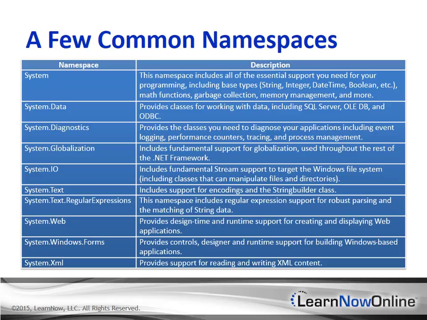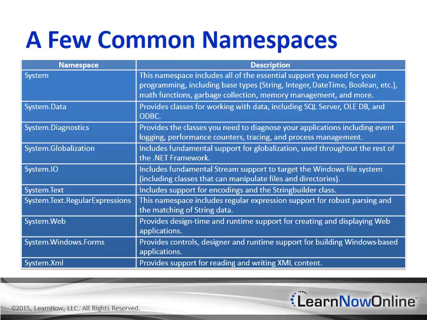Then there's System.Data. If you're going to work with data, particularly going against relational databases, you'll use this namespace a lot. And there's various other sub-namespaces as well that have support for specific database technologies such as SQL Server. All right, so it provides classes for working with data, including SQL Server, OLEDB, and ODBC. And then there's System.Diagnostics. This provides classes that you need to diagnose your applications and has features like event logging, performance counters, tracing, and process management. All of that is built into the .NET framework, so you're able to instrument your code and get a lot of information about performance, both when you're building the application as well as when you've released it into the wild. You can get feedback about how it's performing.